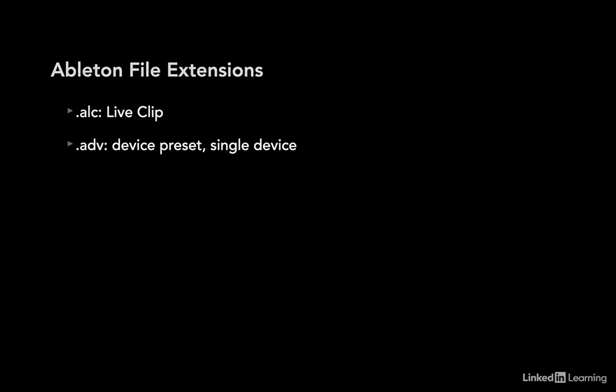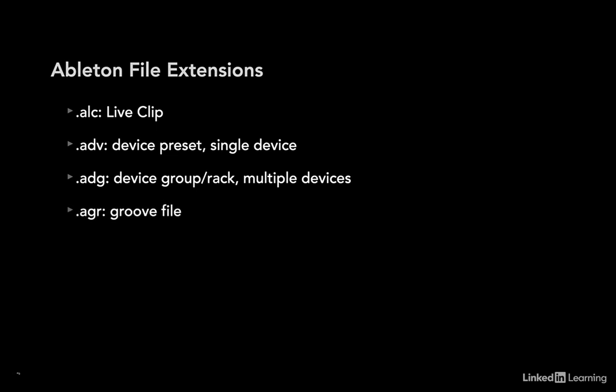Remembering that in Ableton, we can actually group devices together into a device group, or what we refer to as a rack. And that has the file extension of .adg. And again, that is 2 or more devices. .agr is for groove files. And again, a groove file is a file that we can use to quantize or rhythm error correct both MIDI clips and audio clips.